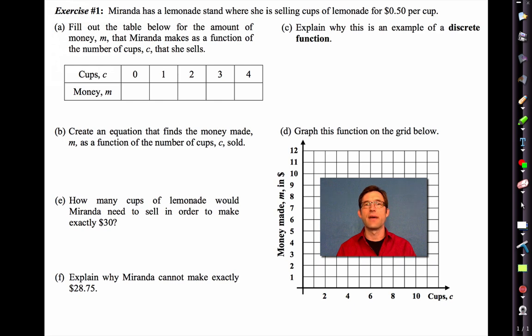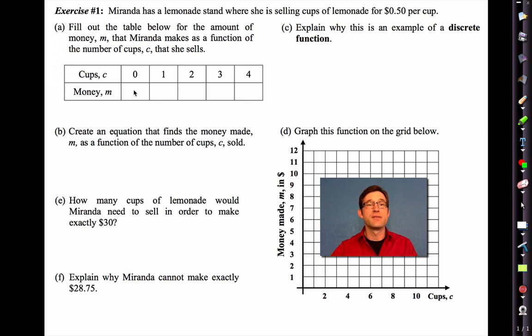Miranda has a lemonade stand where she is selling cups of lemonade for 50 cents a cup. Letter A says, fill out the table below for the amount of money, M, that Miranda makes as a function of the number of cups, C, that she sells. So C is the number of cups, M is the money.